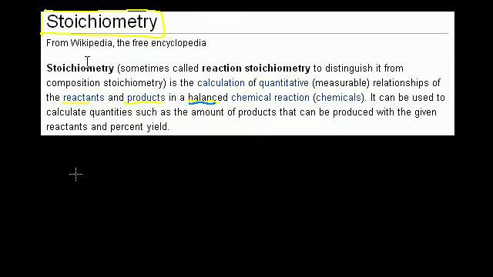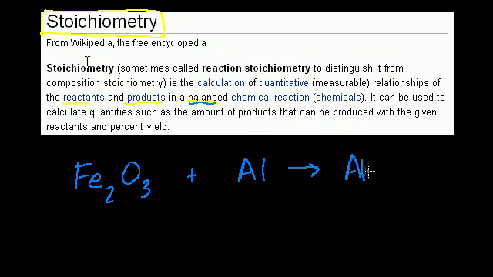And just so we get practice balancing equations, I'm always going to start with an unbalanced equation. So let's say we have iron 3 oxide, Fe2O3. You have 2 iron atoms with 3 oxygen atoms, plus aluminum, Al, and it yields Al2O3 plus iron, Fe. Remember, when we're doing stoichiometry, first of all, we want to work with balanced equations.